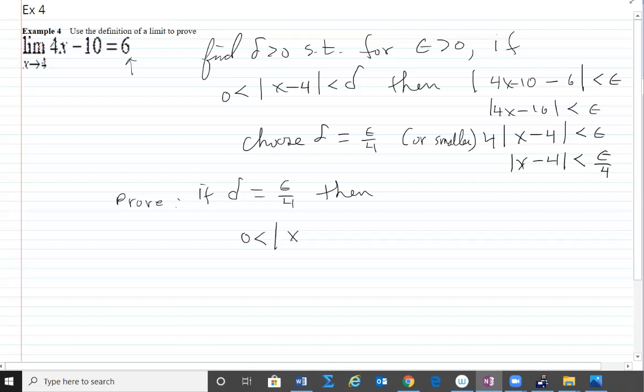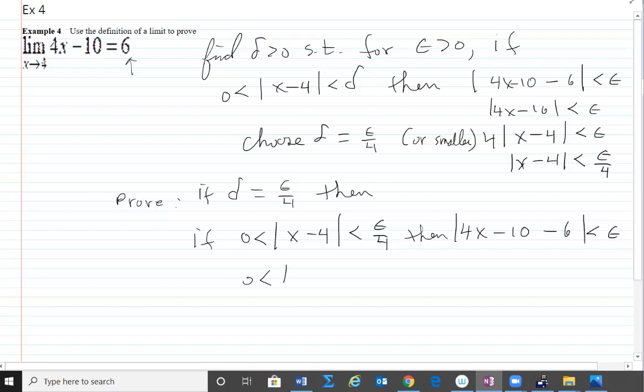this should imply this statement. It should imply 4x minus 10, whoops, x there, 4x minus 10 minus a 6 will be less than epsilon. So let's see if it does. So if delta is equal to this, then if we have this, then we will have this. So let's see if this is true.